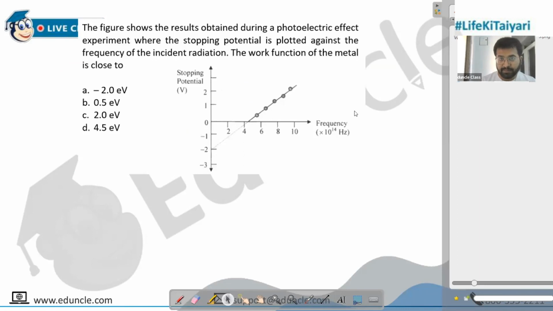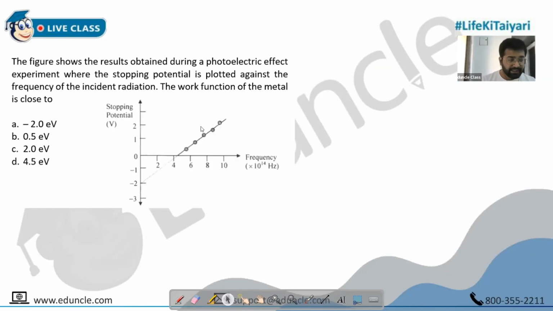So here's one. It's a good question, people. The question is: the figure shows the results obtained during a photoelectric effect experiment where the stopping potential is plotted against the frequency of incident radiation. And they're asking you the work function. How do you approach this problem, first of all?